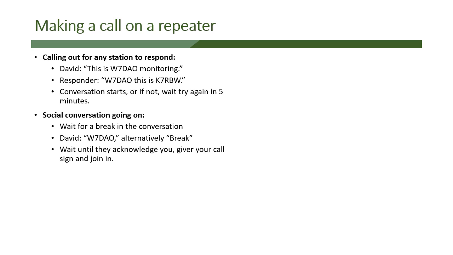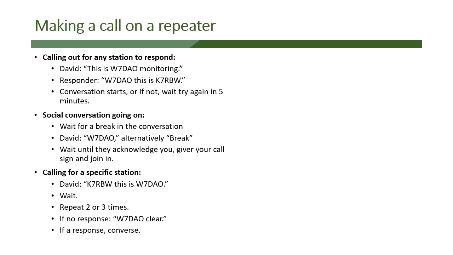When they acknowledge you, then you give your call sign, "Hi, this is W7DAO, and I just wanted to add a comment to the conversation, or see if I can join in," or whatever request you want to make to them. If you're calling for a specific station, then you would call out their station first, then mine. K7RBW, this is W7DAO.